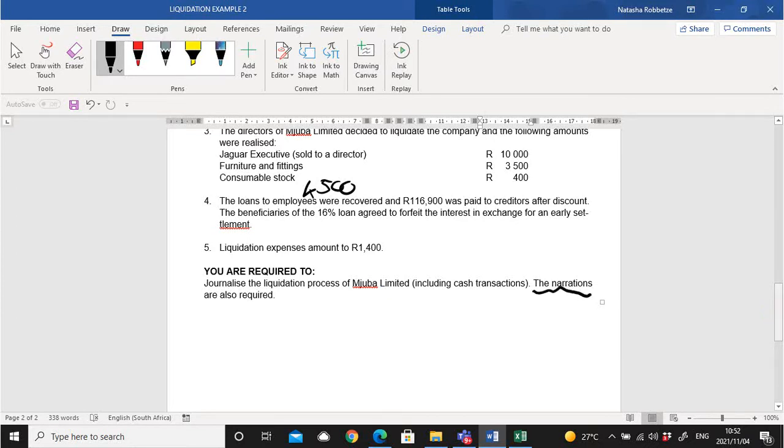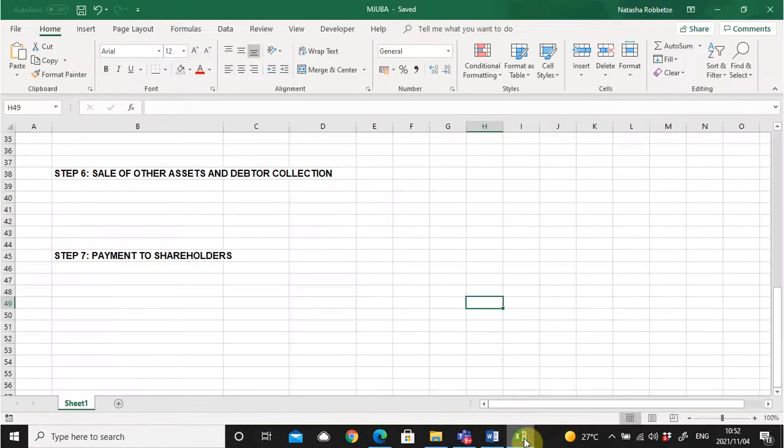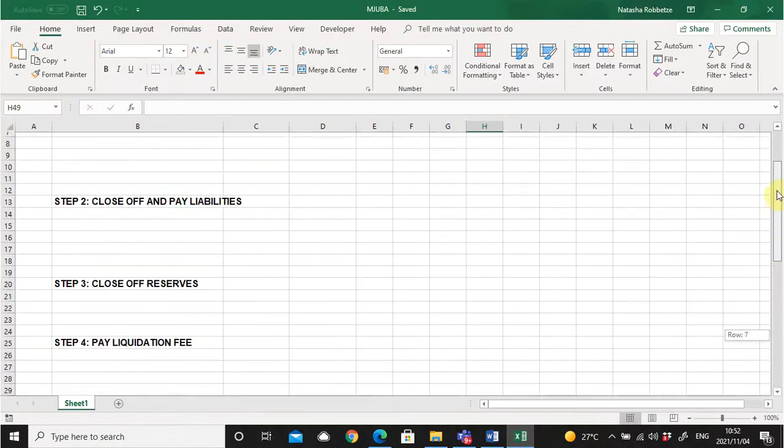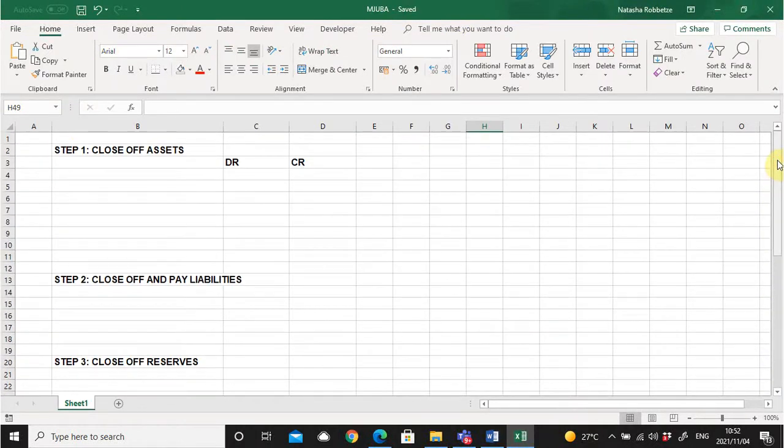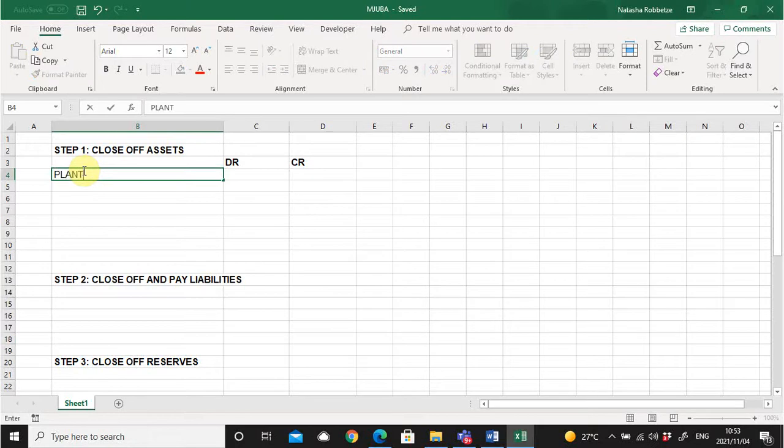I'm not necessarily going to write the narrations because I'm writing the steps, and the steps are the narrations to what we are doing. So let's explore how we will record this in the books of M Limited as it is being liquidated. So the first step is going to be to close off all the assets that we have. So we have plant and equipment, and we have accumulated depreciation on plant and equipment.